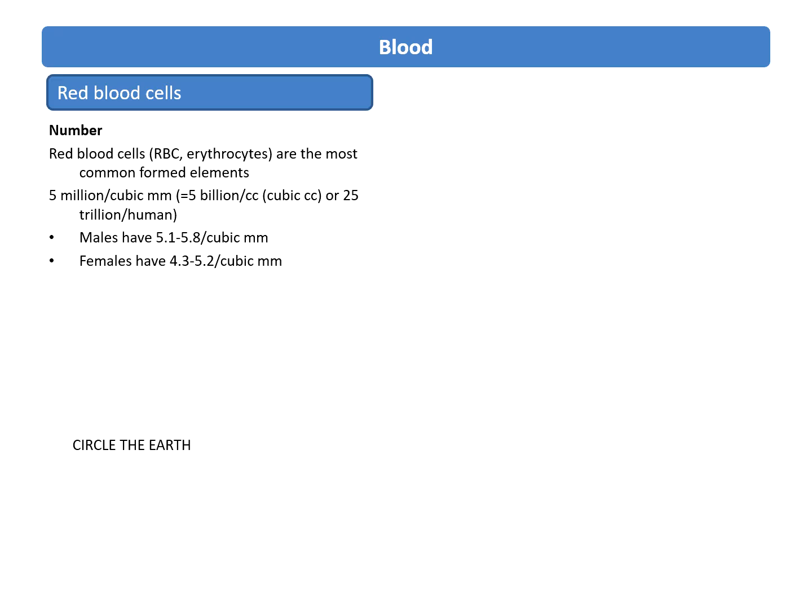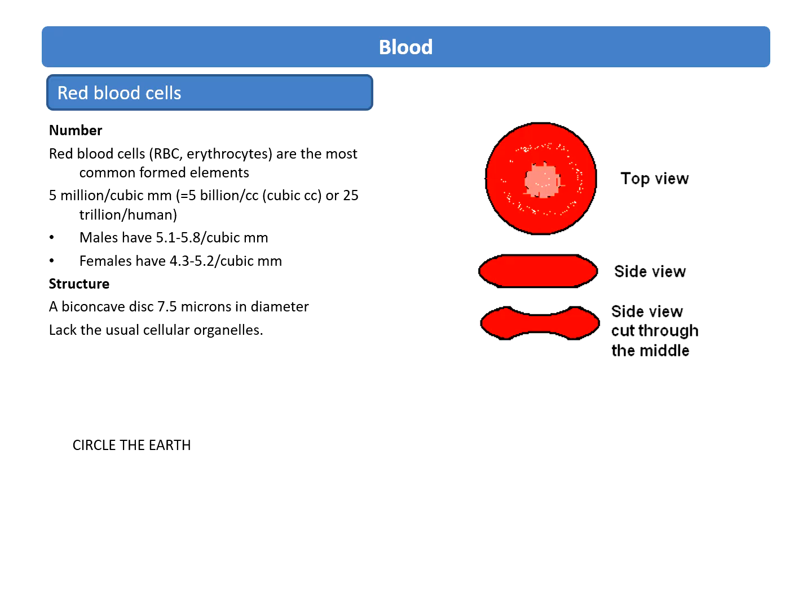When we talk about trillions, that's an inconceivably large number. If you tried to count from 1 to a trillion, one number per second, it would take you thousands of years. The quantity differs slightly in males and females. Males have roughly 5.1 to 5.8 million per cubic millimeter. Females have 4.3 to 5.2 million per cubic millimeter.